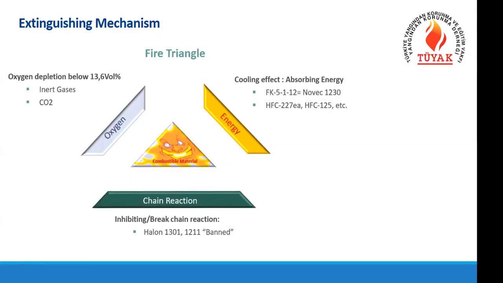And some other kind of gases are currently banned, and it's forbidden to use them. They were focusing on the chain reaction, and they were breaking the chain reaction, but they are harmful to the environment, so they are not allowed to use right now. So we use either inert gases and CO2, or the chemical gases that we call halocarbons or halochemicals.